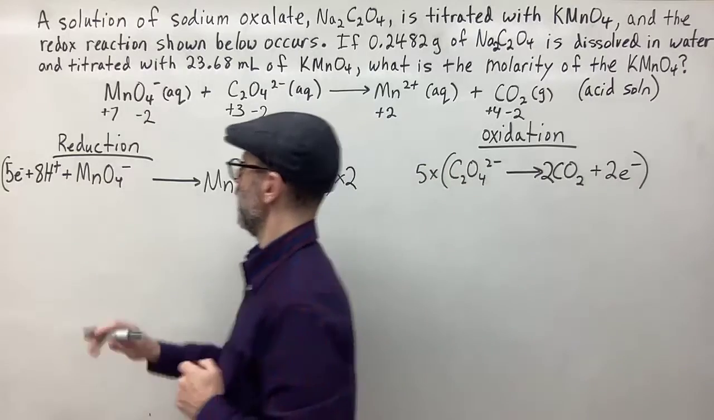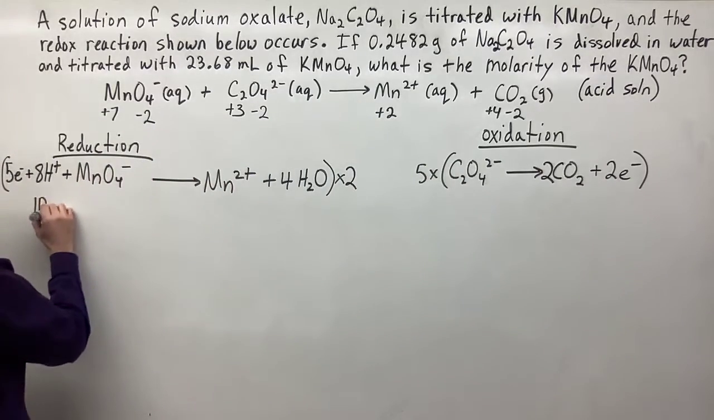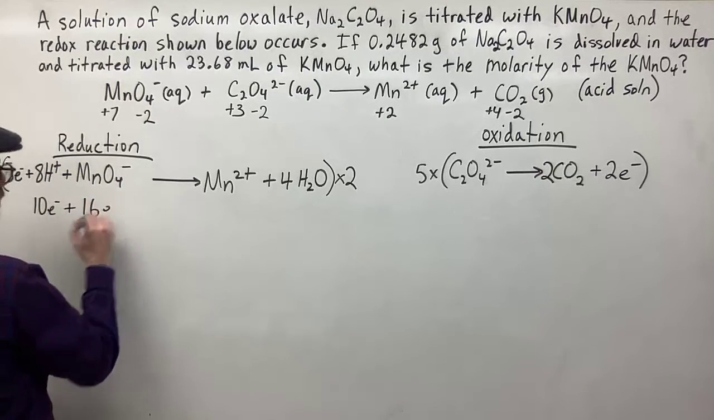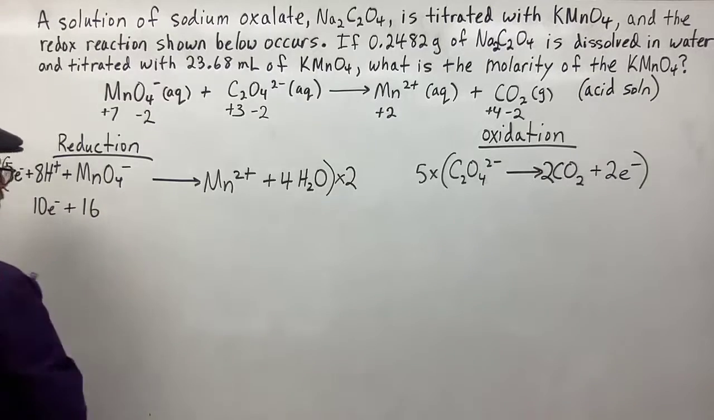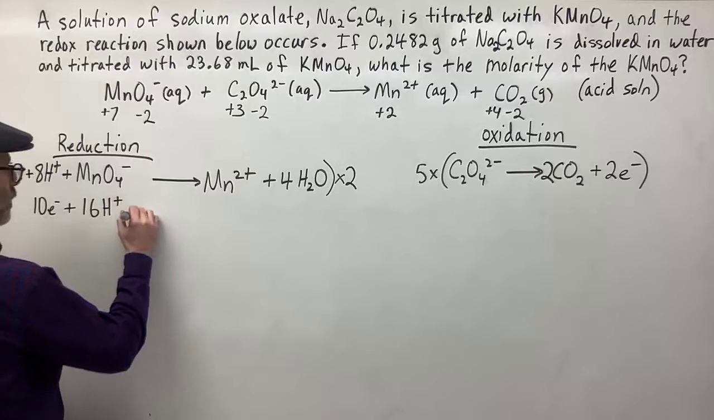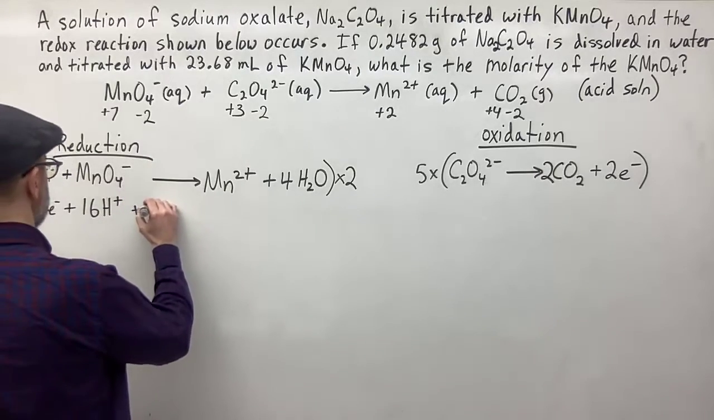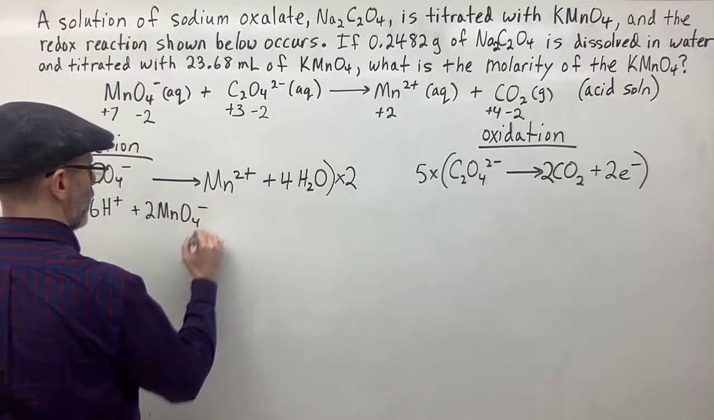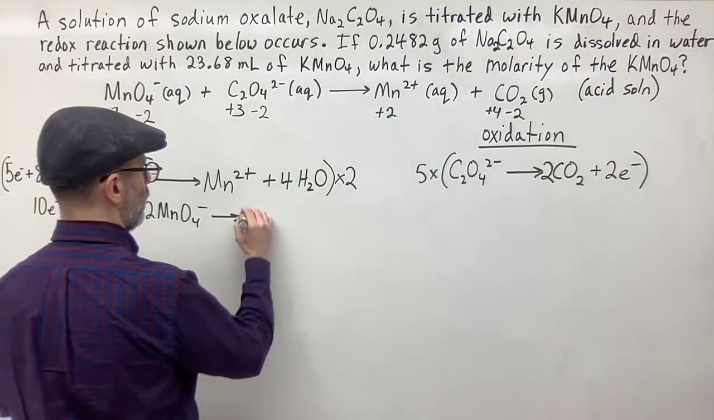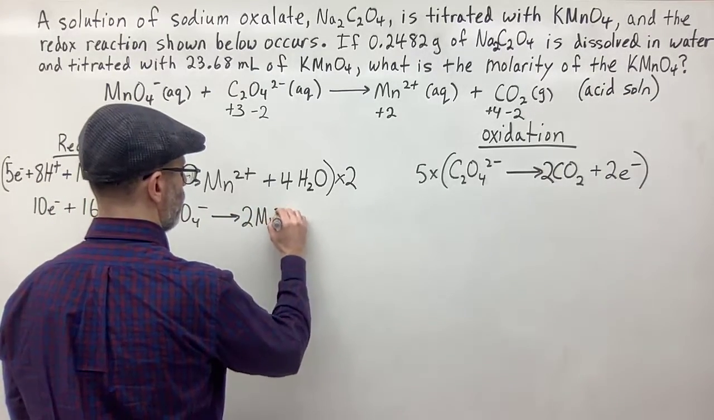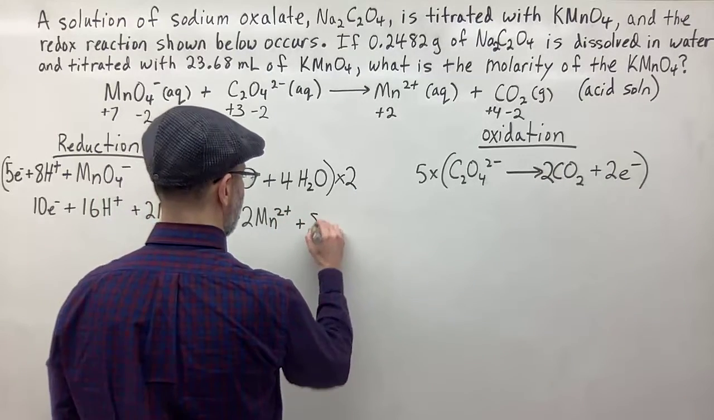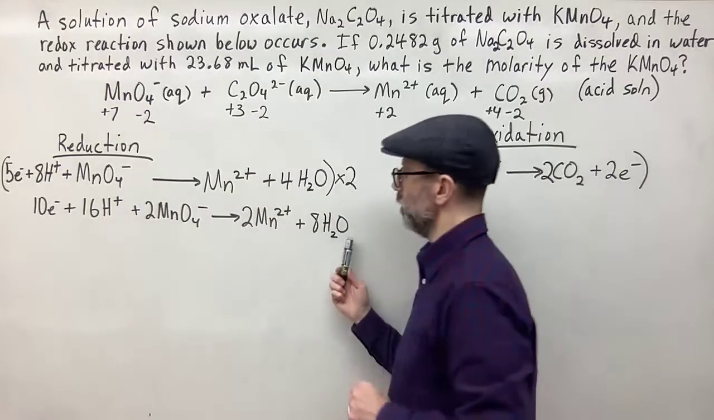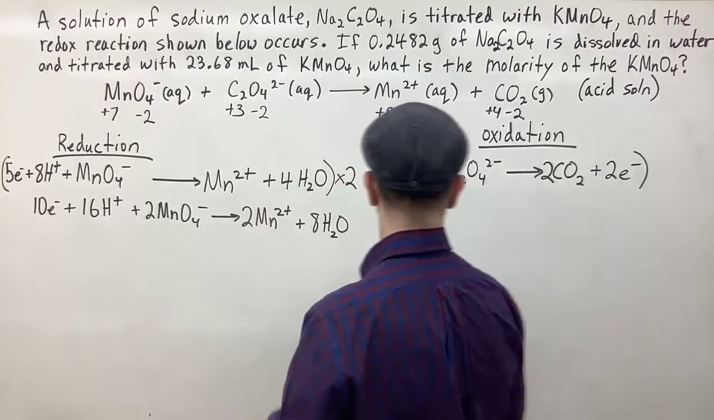So when I multiply this by 2, I get 10 electrons plus 16 hydrogen ions plus 2 MnO4 minus ions. And then I'm going to get 2 Mn2 plus, 8 water molecules. So now I have this with 10 electrons, and then I do the same thing over here.